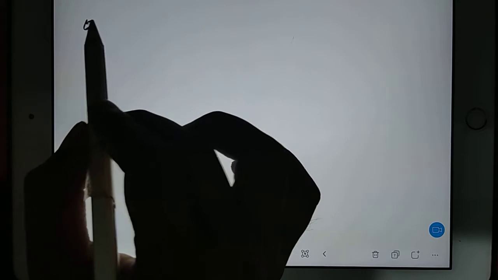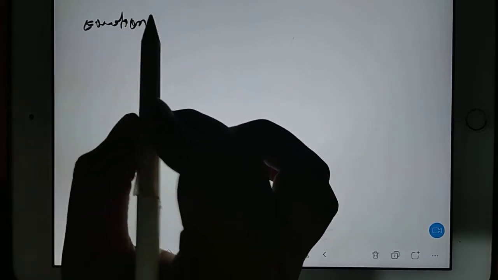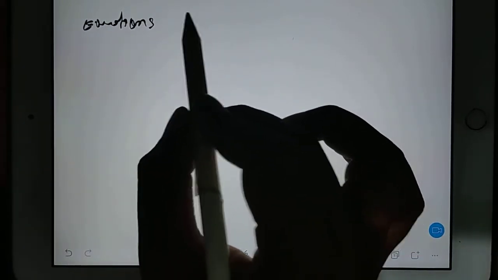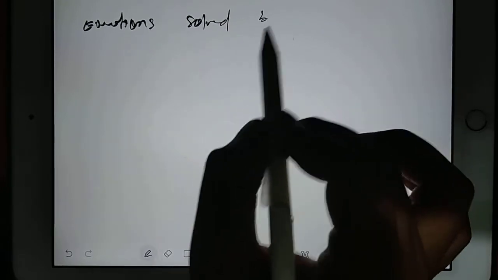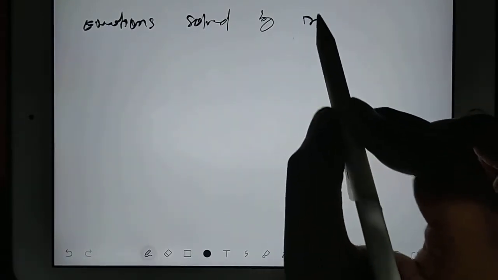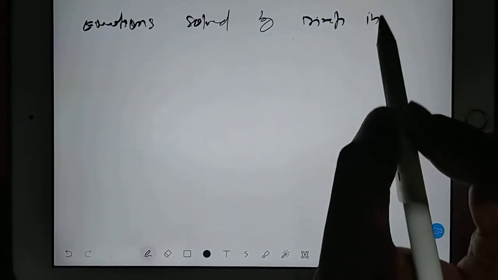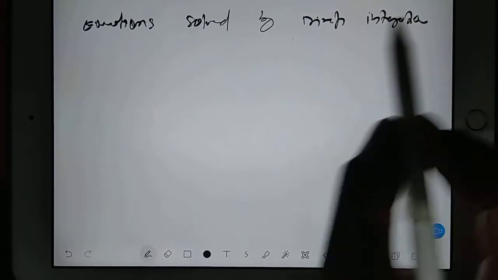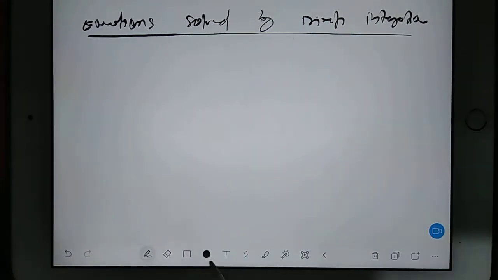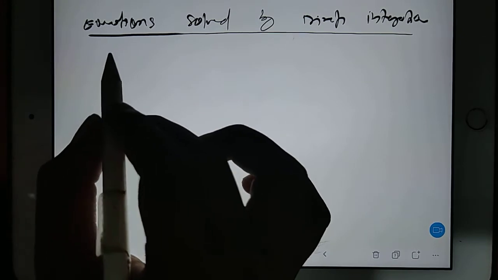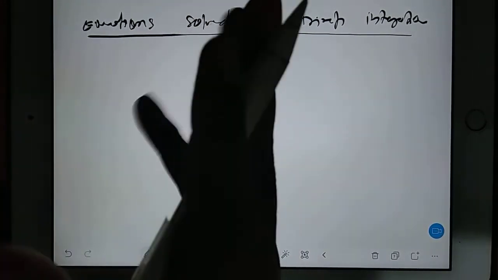Take down equations solved by direct integration. Now see, like you take one example, we'll just keep on integrating and we'll get the answer.